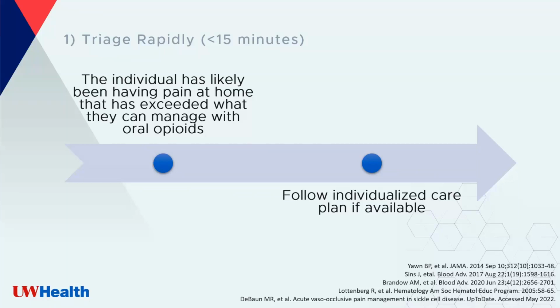And so, number one, we would have to triage rapidly, right? So, triage the patient rapidly, and this is done within 15 minutes. The individual likely has been having pain at home that has exceeded what they can manage with oral opioids, and so considering that, we would have to step up our pain therapy, step up our pain directives, and we also want to follow individualized care plans if available. Sometimes they are, sometimes they're not, but it is important to note these things as it can help to get us to a concise therapeutic plan in a timely manner.